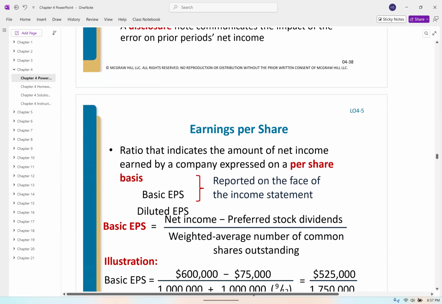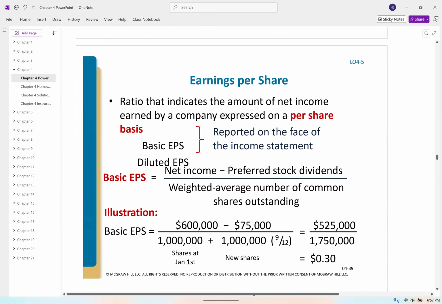All right. So the next thing we're going to talk about is earnings per share. This is a much bigger equation than we've looked at before. We have net income minus preferred stock dividends, because remember, preferred stockholders get their dividends first. So, in order to calculate just basic earnings per share, we take the preferred stock dividends out, divided by the weighted average number of common shares outstanding.